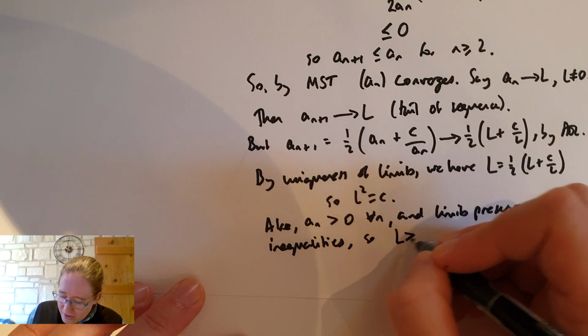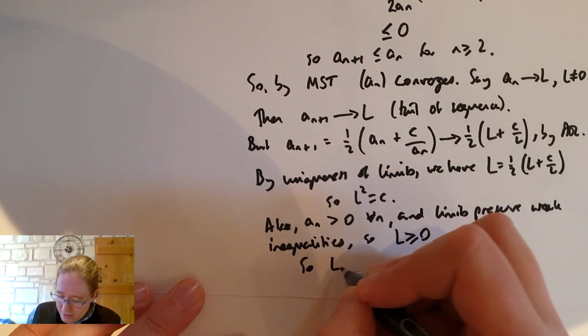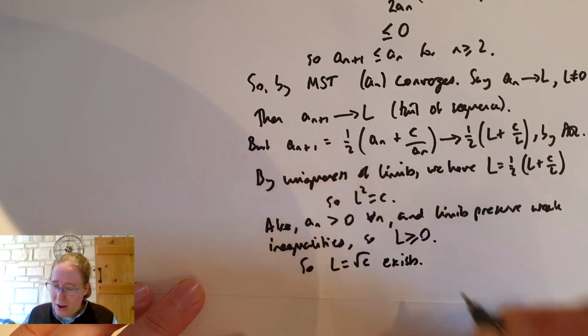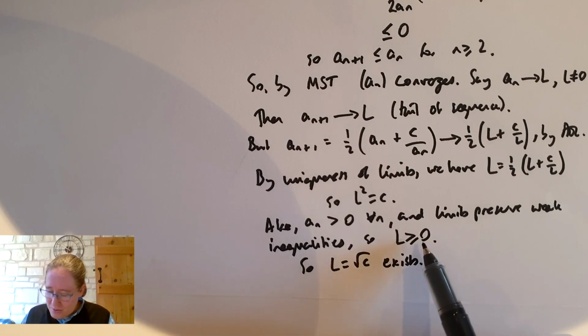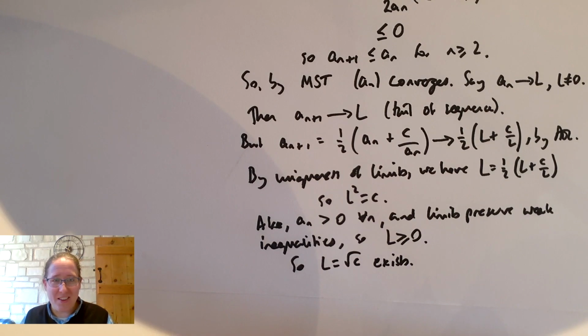So we know that L is greater than or equal to 0. And so L is the square root of C, which kind of exists, if you like. This is a non-negative real number whose square is C. In fact, it must be positive in this case because we assumed that L is not 0, so that we didn't divide by it. What would happen in the case when L is 0?